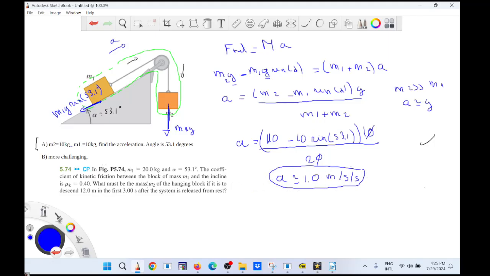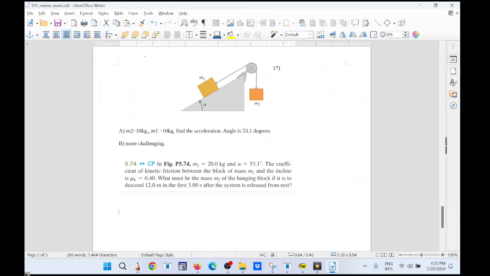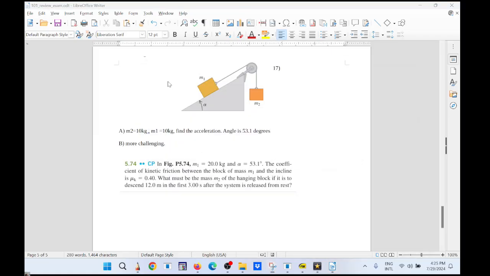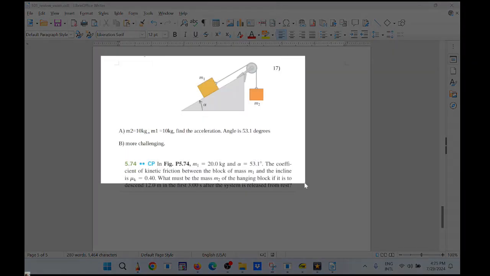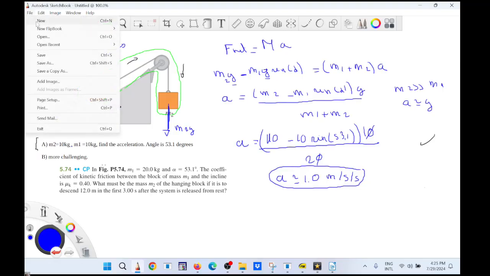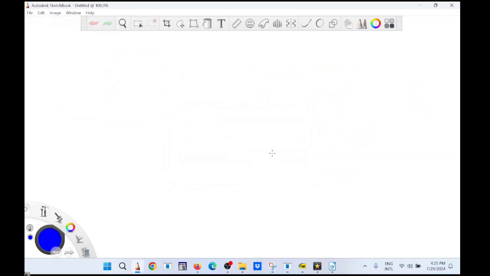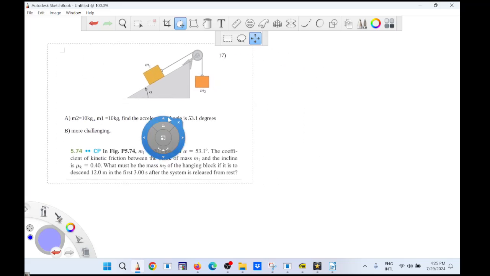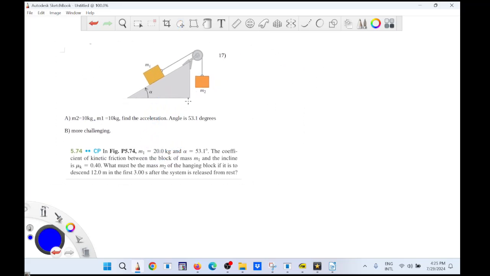Now, if we take the same problem here, that comes from your book. In that case, it's a little bit more challenging, because it's going into several steps. So it's just if you are interested. I'm not going to solve everything.